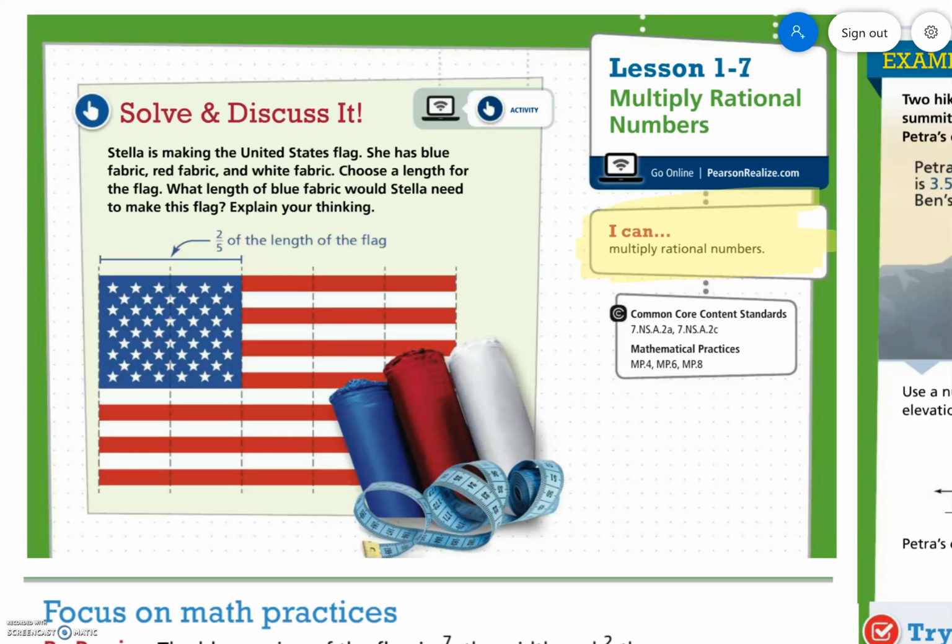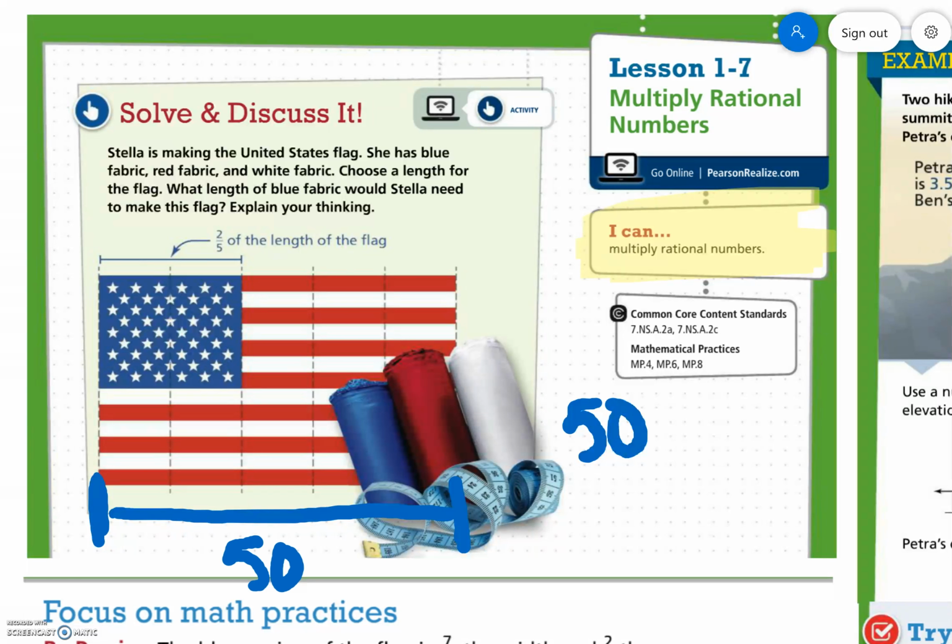Okay, so something I was thinking was, say our flag is 50 feet long, super long, from here to here. The whole thing is 50 feet. Well, I know that the blue part is only 2/5 of that 50 feet. So in order to figure out how long I need it, I need to separate 50 into 5 parts. So 50 divided by 5 is 10. So I know each section is 10.